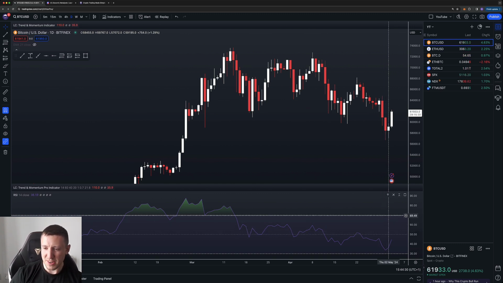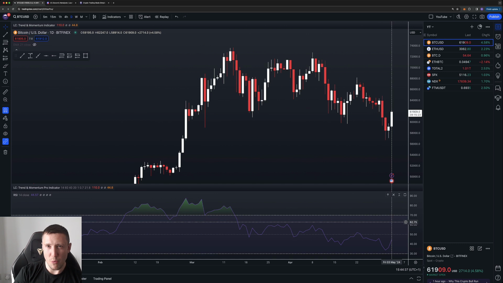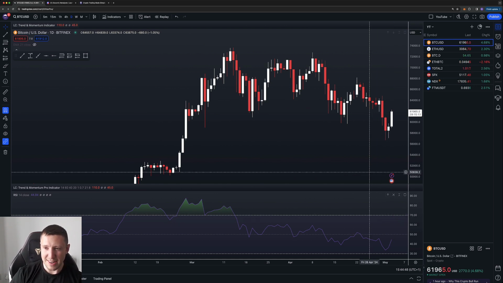So what are the mistakes people commonly make? Well, they usually look to sell or go short whenever the RSI is showing overbought, and they look to buy when the RSI is showing oversold. So I'll show you a few examples of where that isn't the case.